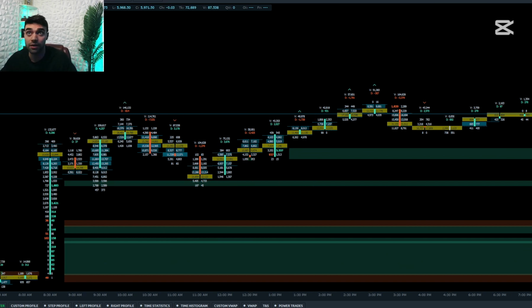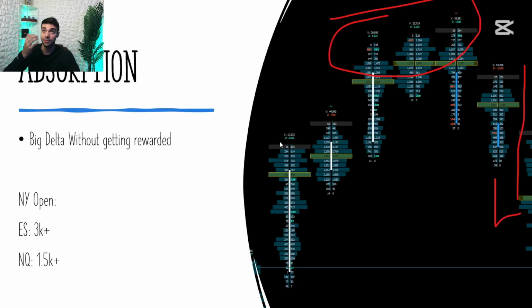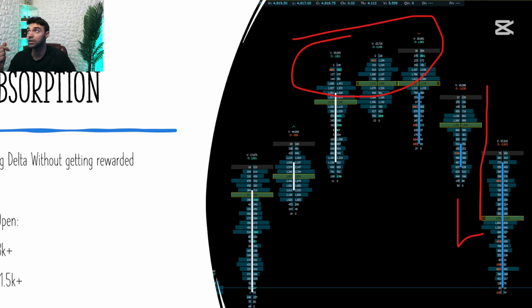Now, absorption is a very key factor as well. Absorption is basically when you see something like this, right? You see big delta, you see large passive orders absorbing all the aggressive buying or the aggressive selling. It's a sign of strong interest at the price level, and this can honestly heavily indicate a reversal. If you see price approaching a key level where you're looking for a reversal and you see positive delta go crazy, if the market does not reward itself to the upside, it's a great indication that all these orders are being absorbed by passive participants and the market will then start making its move down.